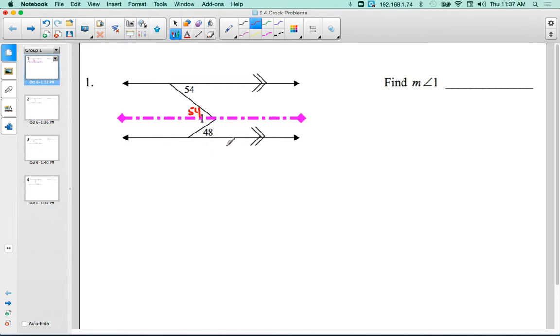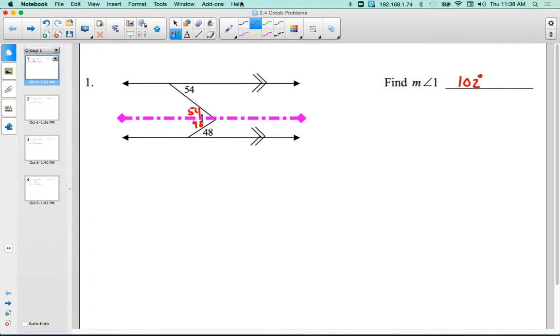To find the bottom part, I'm going to do the same thing. I'm going to go down to the bottom line and the middle line, make them the parallel lines. This is now the transversal, the smaller side of the angle in the middle. 48 and this angle are the alternate interior angle pair. So the top part of the angle is 54, the bottom part is 48. When we add them together, we get 102 degrees. It's not drawn exactly to scale, but that happens sometimes in geometry. All right, 102-degree angle there for angle 1.